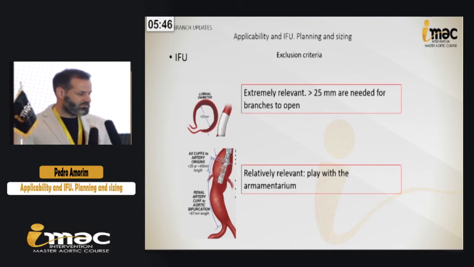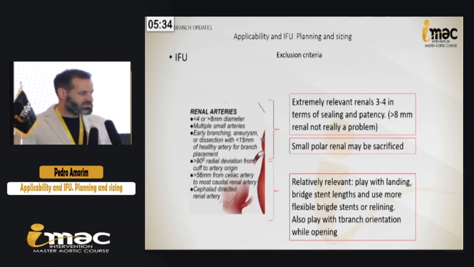Of course, it's of extreme relevance to have an area where the branches will fit bigger than 25, otherwise we will compromise the opening of the branches. Of course, we need to focus on the renal arteries, not to push renal arteries below 4 millimeters. Of course, some polar may be sacrificed. In this device, there is no room for inventive solutions.